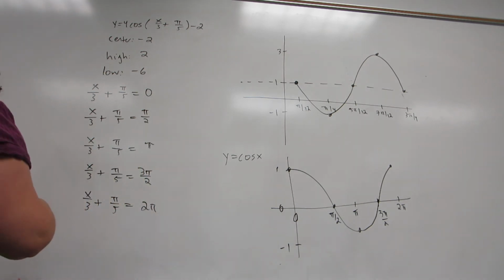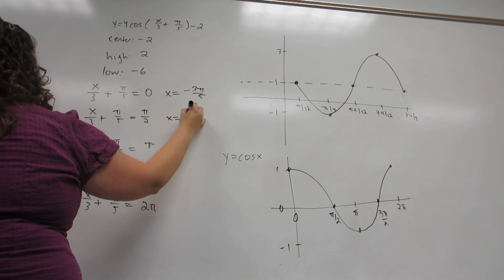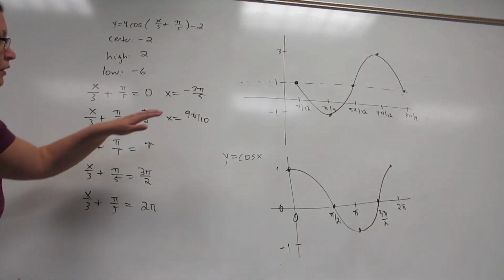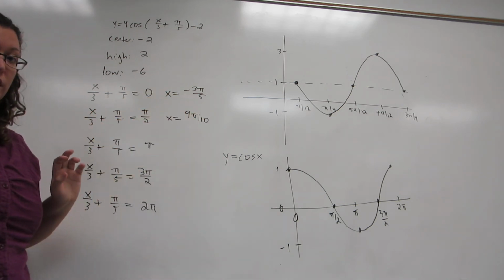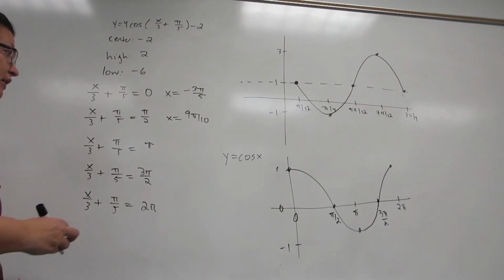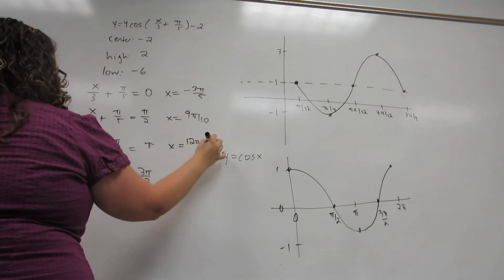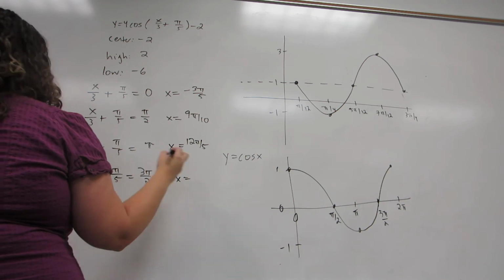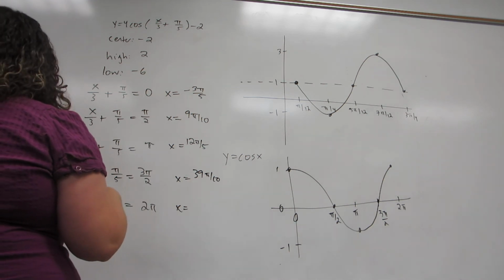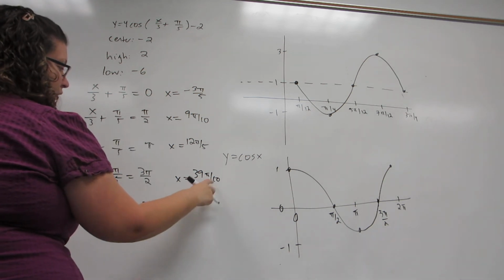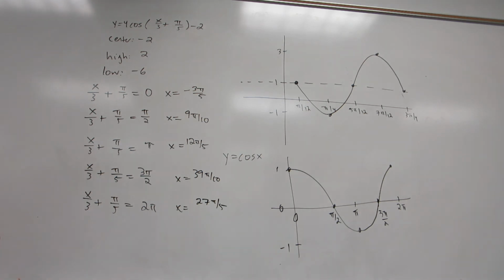And solve for x. So here I get x is -3 pi over 5, and then x is 9 pi over 10. This is really -6 over 10 to 9 over 10. To get between those, I'm adding 15 over 10 each time. So here I'm going to get 24 over 10, or 12 pi over 5. Then I'm going to get 39 pi over 10. Then I'm going to add in 15 and get 54 over 10, or 27 pi over 5.